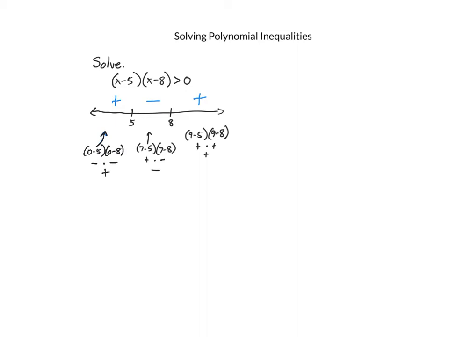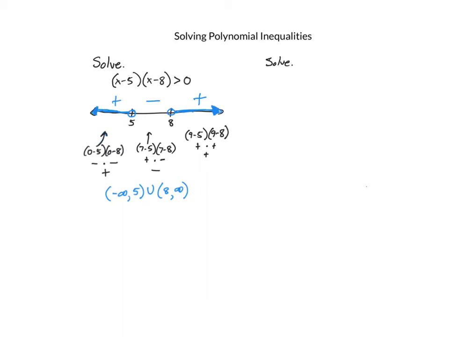The question was, where is the product greater than 0? That is, where is it positive? And I can just look at my number line, and I see that to the left of 5, it's positive, and to the right of 8, it's positive. So my solution using interval notation would be negative infinity up to 5, union 8 to infinity. And this is the essence of how we'll solve our polynomial inequalities. Let's move to a problem that looks like this.